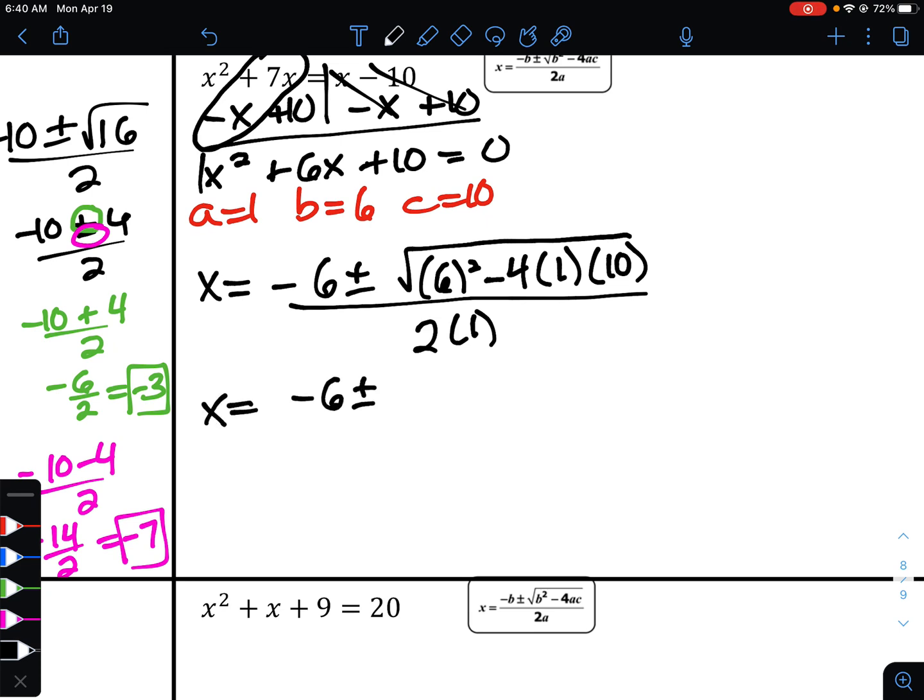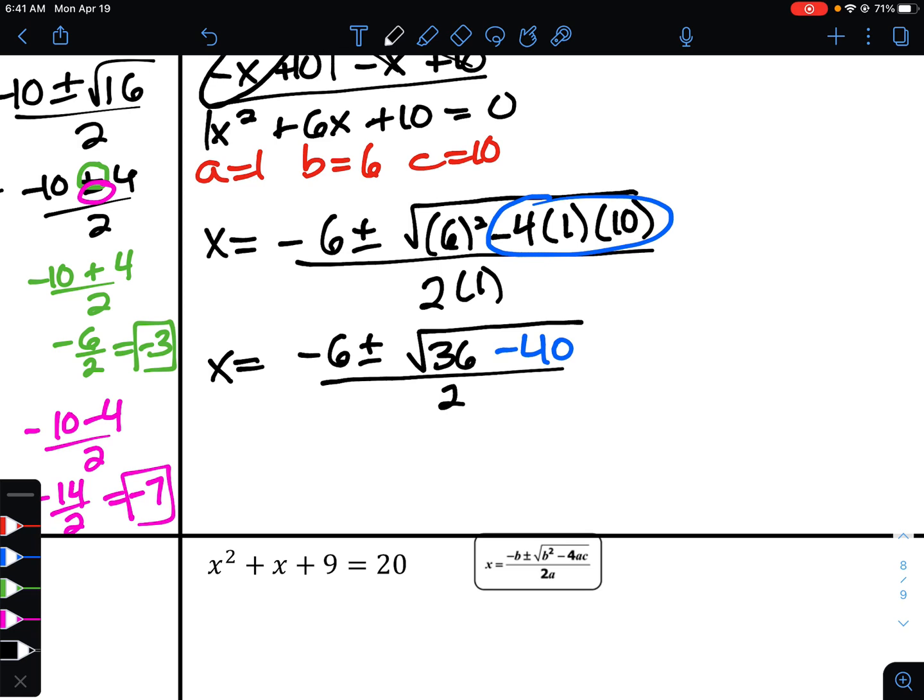All right, so now let's go ahead and work to simplify, especially what's underneath that square root sign. So that would be 6 squared, which is 36. And again, remember, let's multiply together these 3 numbers right here. So that's negative 4 multiplied by 1, multiplied with 10, which is negative 40. So we'll write that as a minus 40, all over 2 multiplied by 1, which is 2. So now we'll go ahead and simplify what's underneath our square root sign. That would be 36 minus 40, which is negative 4, all over 2.